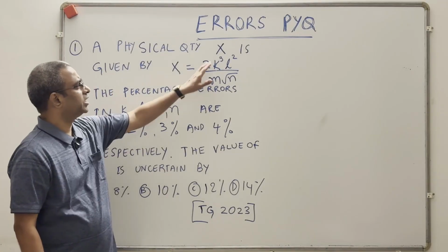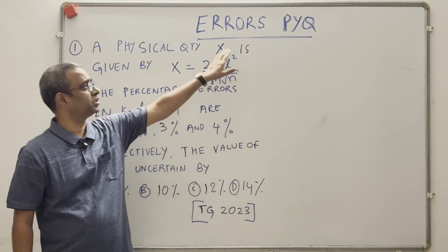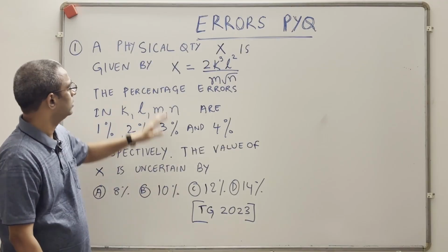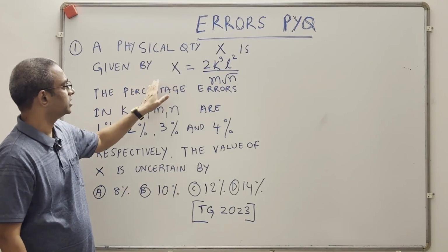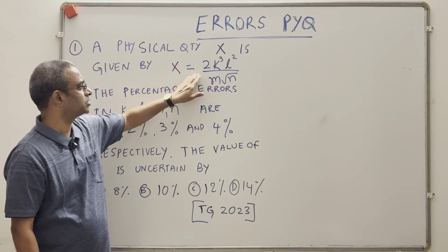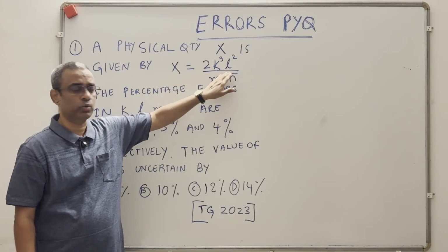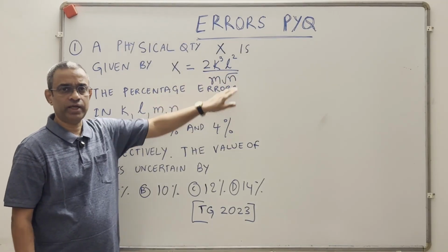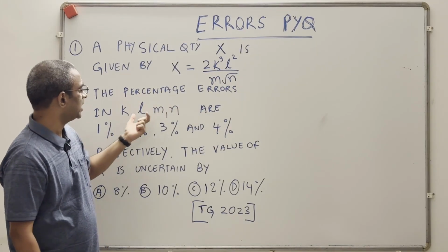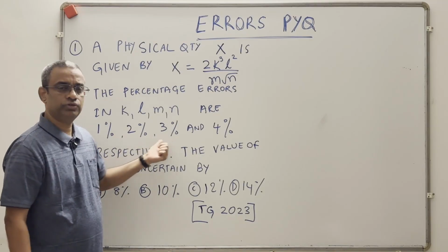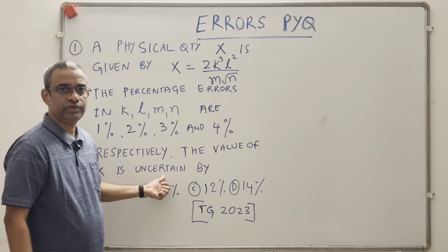Hello students, today let us take a previous year question from the errors topic. A physical quantity x is given by this equation, x is equal to 2k cube L square by m root n. The percentage errors in k, L, m, n are 1, 2, 3 and 4. What is the percentage of error in x?